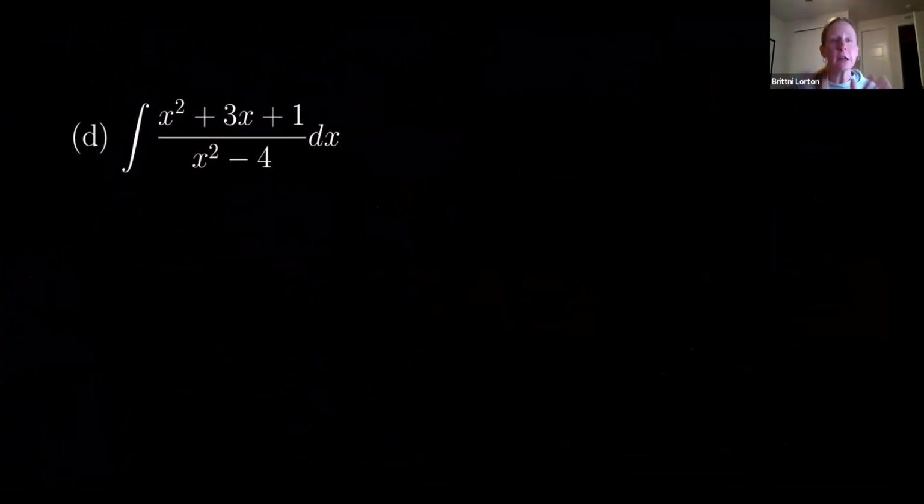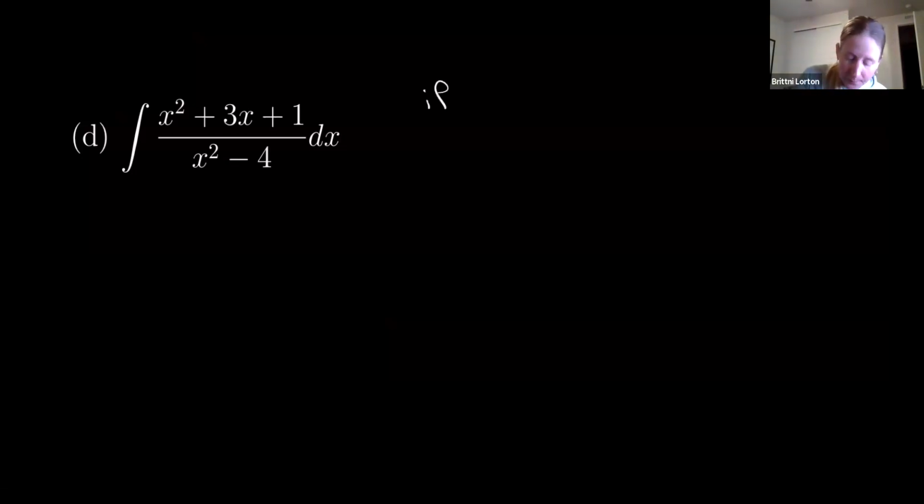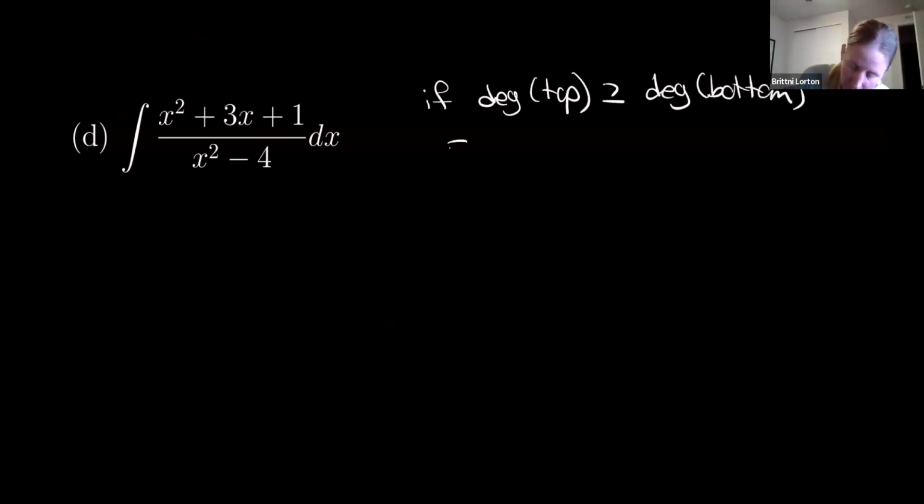So this one is, it's still going to be one of those three methods, but before I do partial fractions, I have to first do long division. So when the degree on the top is bigger than or equal to the degree on the bottom, then you have to do long division.